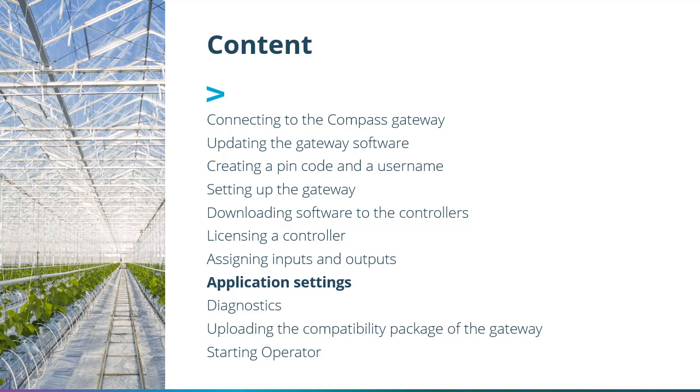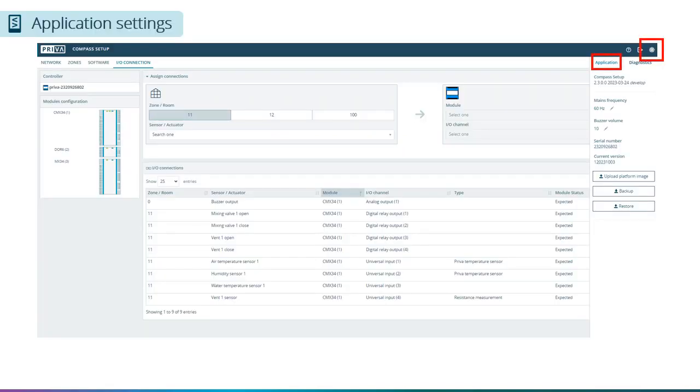Let's now have a look at the application settings of the Compass. In the upper right corner of the screen, you will find a sprocket icon. Clicking on this sprocket brings you to the Application and Diagnostic tabs. We will start with the Application tab. The Compass Setup field indicates the version of the tool that you are using right now to configure the Compass.